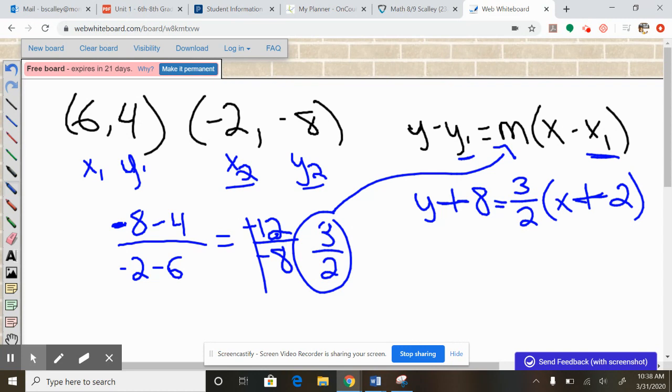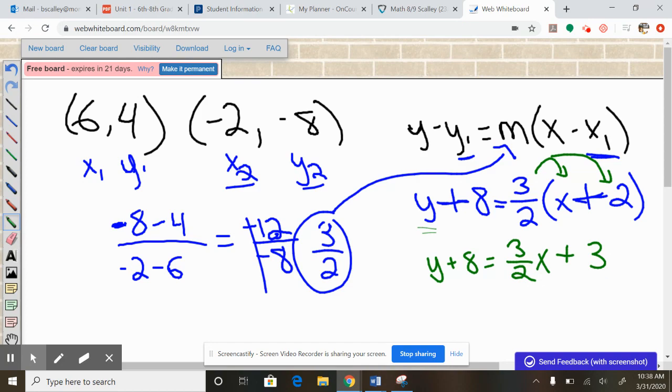And then that is not slope-intercept form. I still want to get it in slope-intercept form. That's my overall goal. So I would need to get this y by itself. I also need to distribute over here on this side. So that would be y plus 8 on the left, 3 over 2x, and 3 over 2 times 2. 3 over 2 is just 1.5, so that is going to be 3.